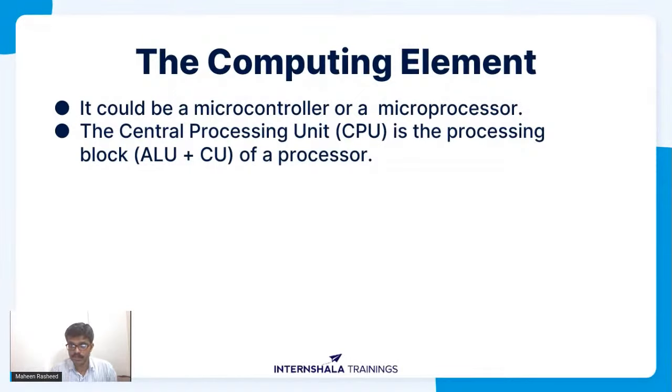So what does the ALU do? The ALU is given instructions by other sections of the processor, and it operates on these instructions. That is, it does the arithmetic and logical operations and executes the required functionality. Whereas the CU does all the timing operations for the ALU to perform the execution. So the CPU is the fundamental block of a processor, made up of the ALU, which does the arithmetic and logic operations, and the CU, the control unit, which provides the timing signals to perform these operations.